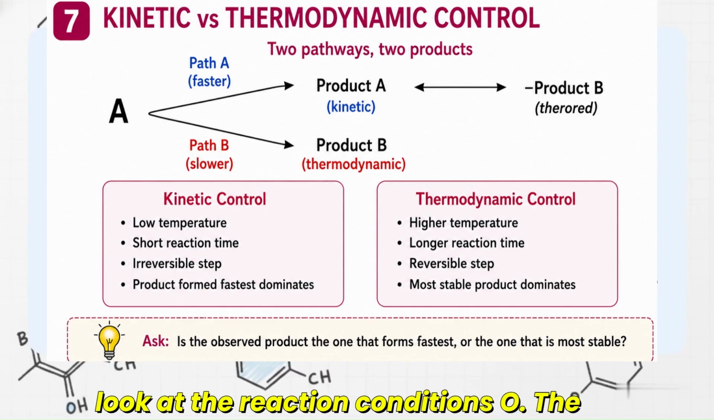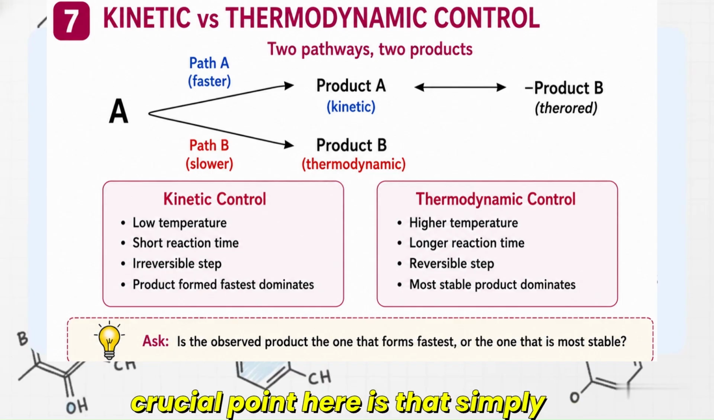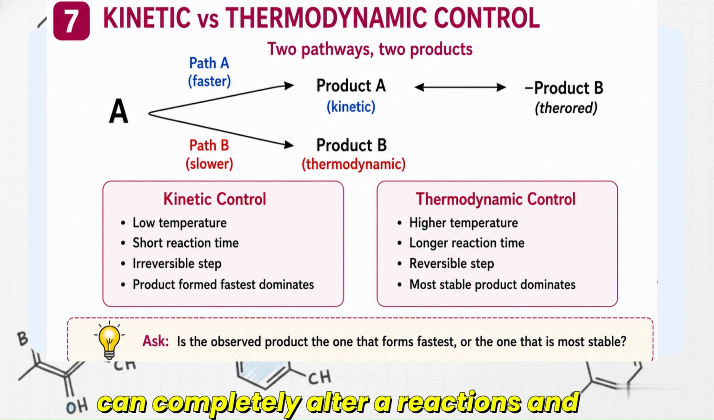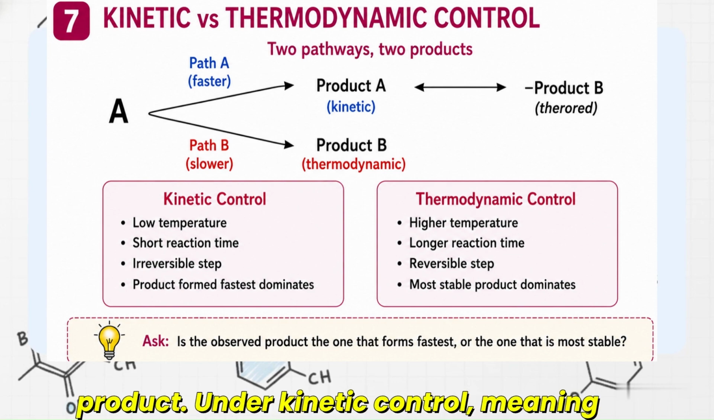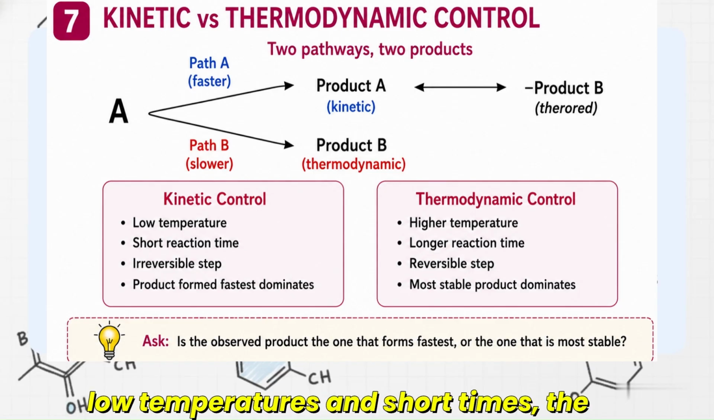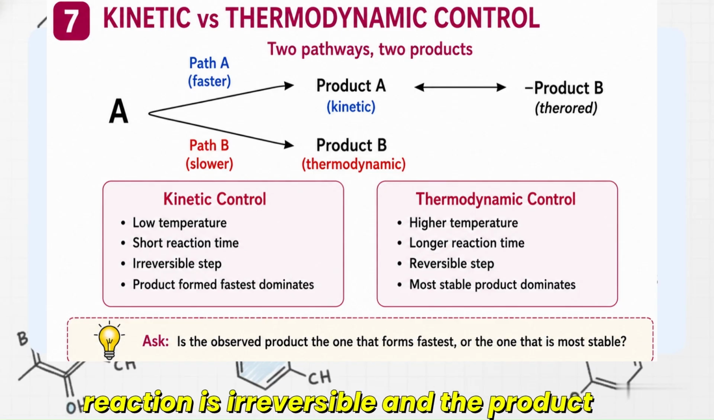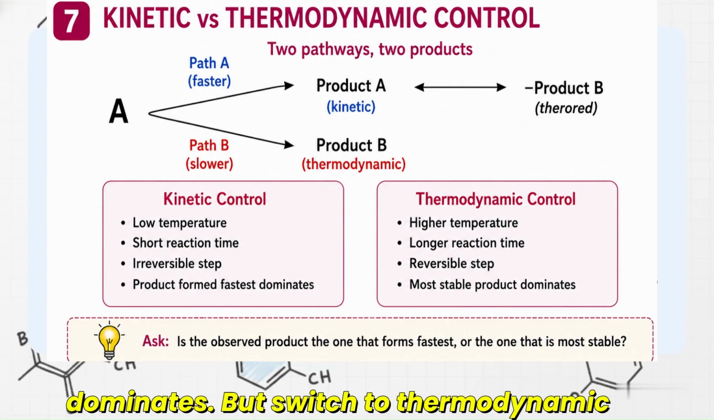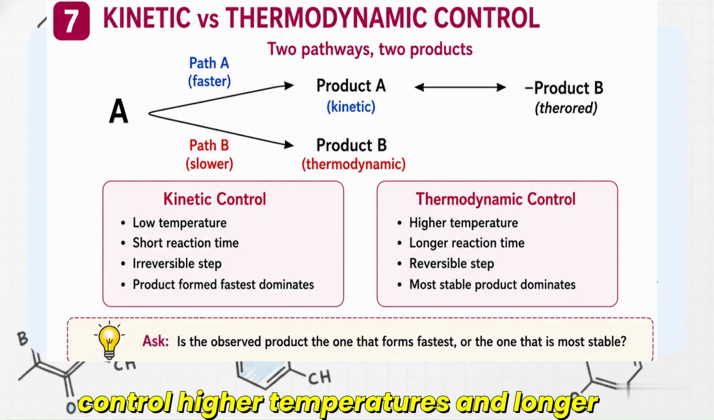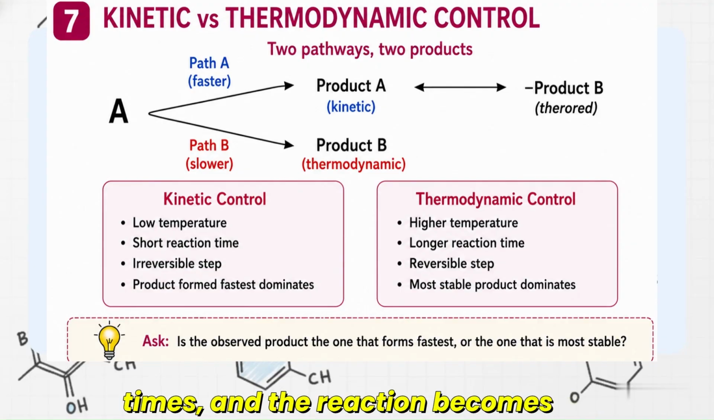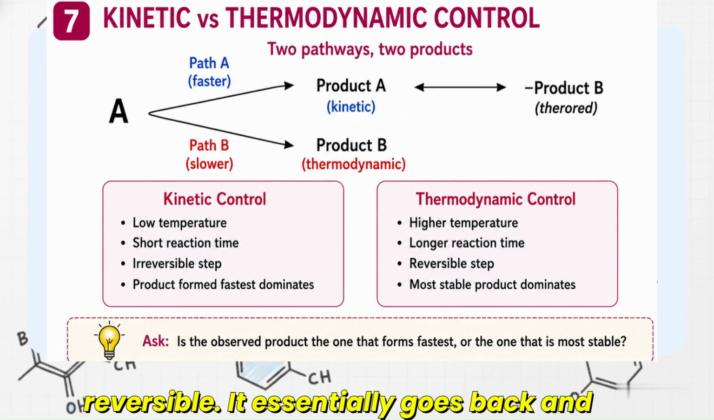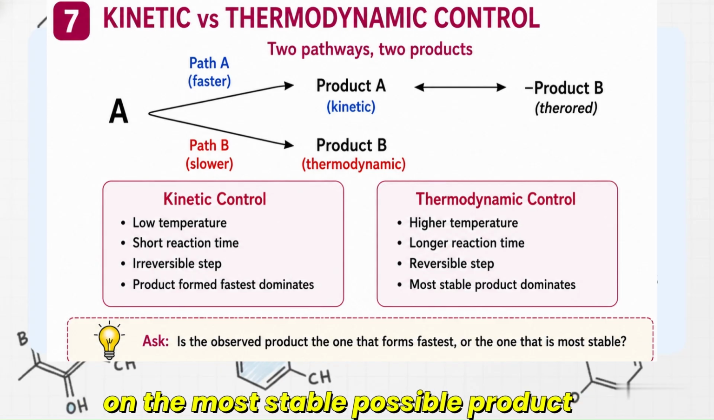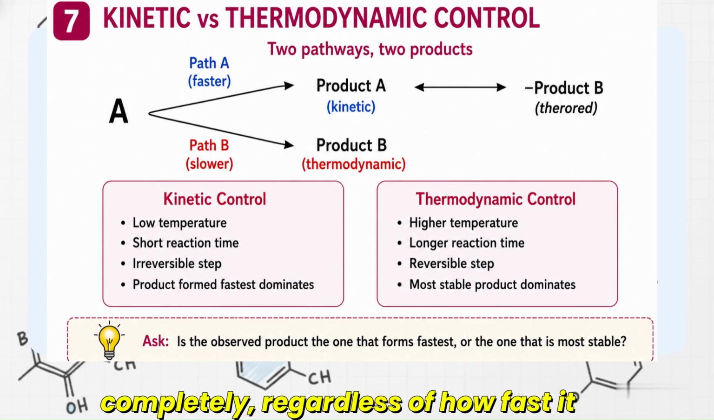Next, we absolutely have to look at the reaction conditions. So the crucial point here is that simply changing the temperature of your flask can completely alter a reaction's end product. Under kinetic control, meaning low temperatures and short times, the reaction is irreversible, and the product that forms the absolute fastest dominates. But switch to thermodynamic control, higher temperatures and longer times, and the reaction becomes reversible. It essentially goes back and forth until the system inevitably settles on the most stable possible product, completely regardless of how fast it formed initially.